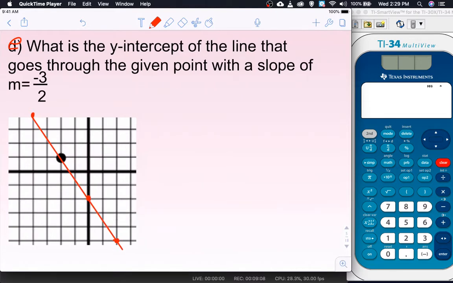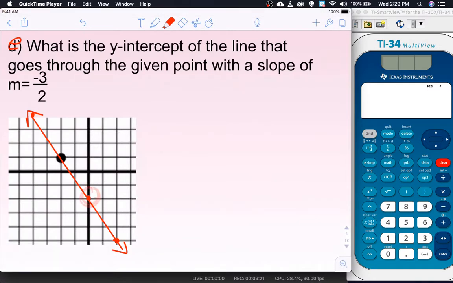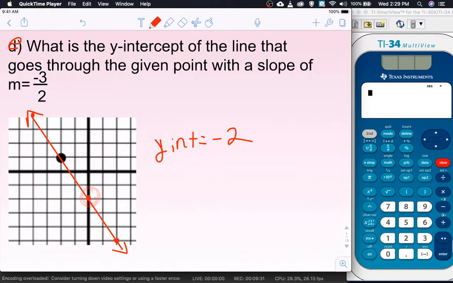My job was to look for the y-intercept of the line that went through here with that slope. So the y-intercept would be right here. This place where the line crosses the y-axis, that's my y-intercept. So my y-intercept is negative 2. It's crossing at 2 units below 0. That's it. That was pretty easy.